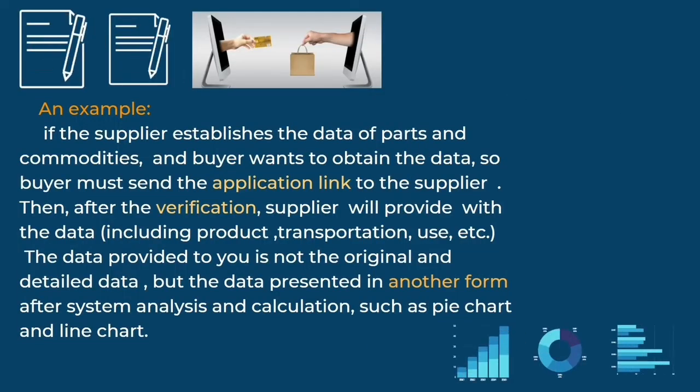So I'll give an example. If the supplier establishes the data of parts and commodities, and the buyer wants to obtain the data, the buyer must send the application link to the supplier. Then, after the verification, the supplier will provide the data, including product, transportation, use, etc. The data provided to you is not the original and detailed data, but the data presented in another form after system analysis and calculation, such as pie chart and line chart.